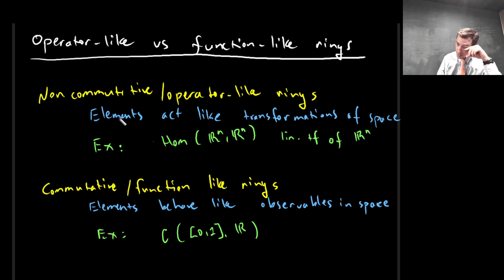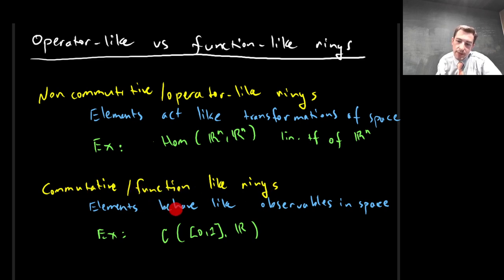In this case, the elements of the ring, which are going to be elements of a hom set, they're going to act like transformations of space. And so our example here is going to be linear transformations Rn to Rn, which clearly transform Rn, map all of Rn into itself. Then there's going to be a very different class of rings in terms of what they feel like, how they're motivated, and these are going to be the commutative or function-like rings.